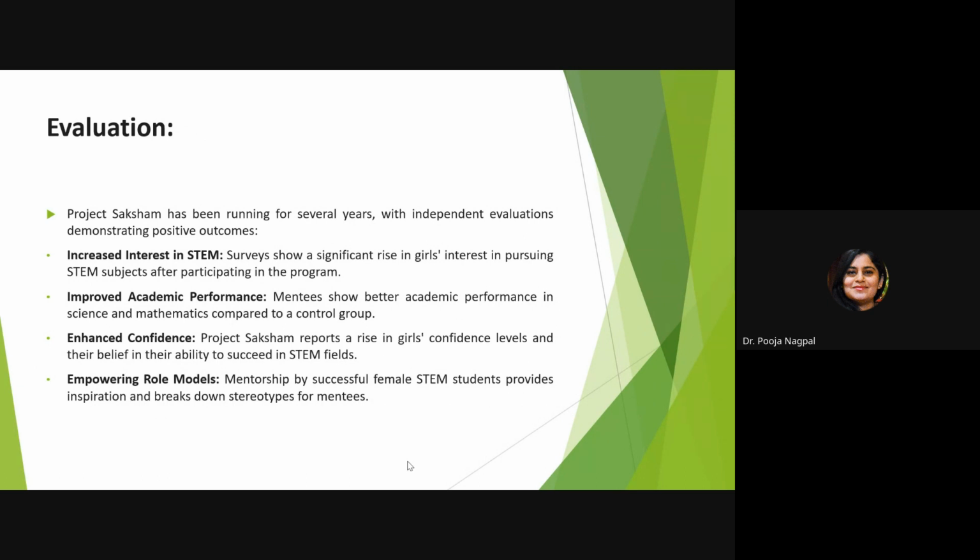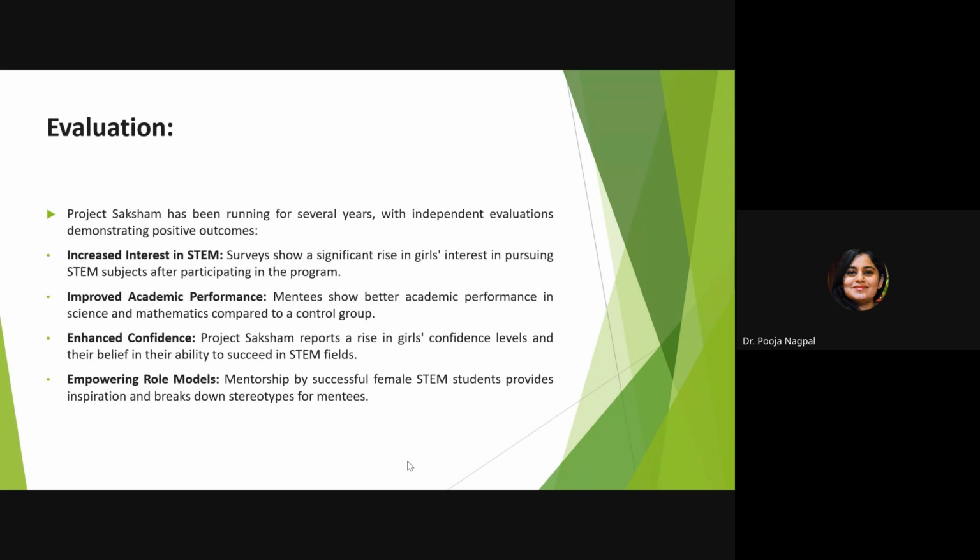So what was the evaluation? How did they evaluate the project? Project Saksham has been running for several years, with independent evaluation demonstrating positive outcomes. Increased interest in STEM: surveys show a significant rise in girls' interest in pursuing STEM subjects after participating in the program. Improved academic performance: mentees show better academic performance in science and mathematics compared to a control group. Enhanced confidence: Project Saksham reports a rise in girls' confidence level and their belief in their ability to succeed in STEM fields.